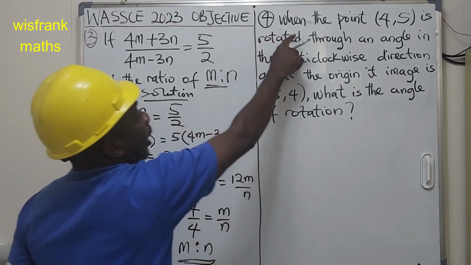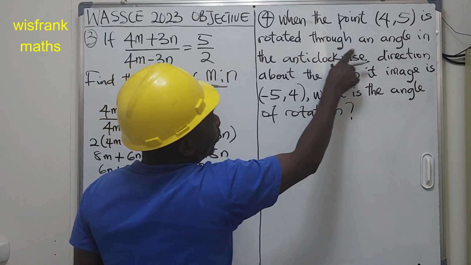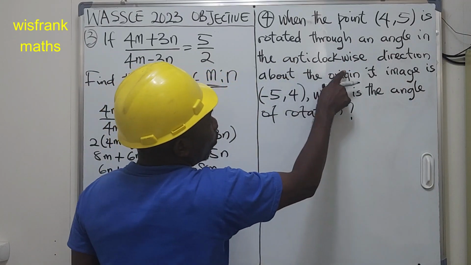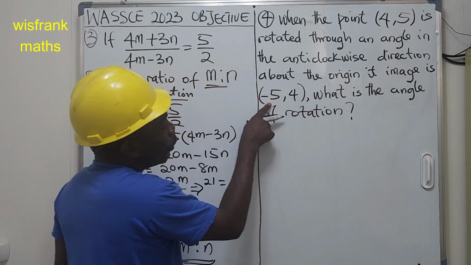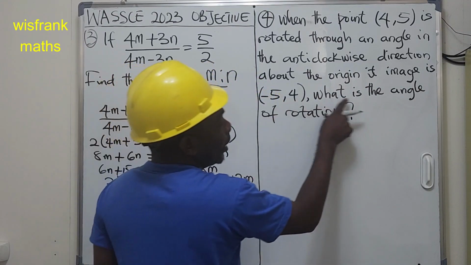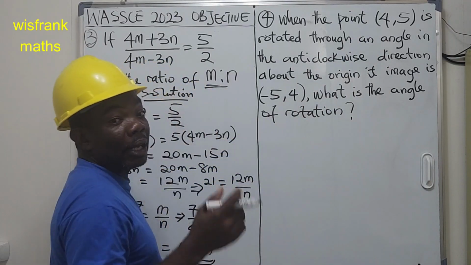Number 4, we have when the point 4, 5 is rotating through an angle in the anti-clockwise direction about the origin, its image is -5 and 4. What is the angle of rotation? If this is mapped into this, what is the angle of rotation?